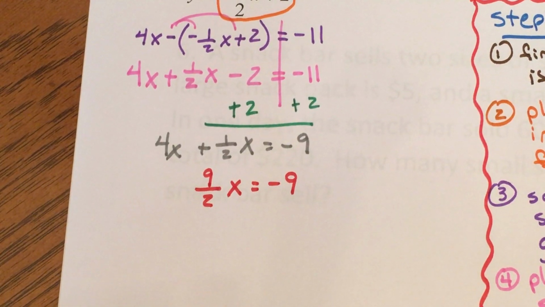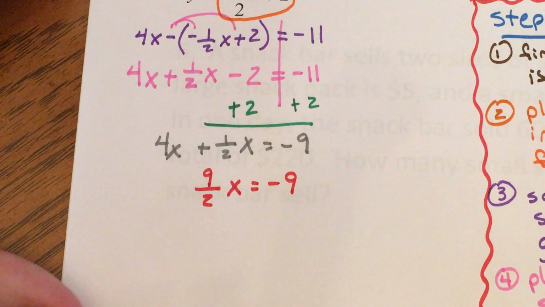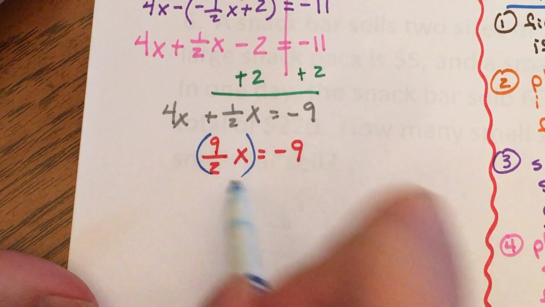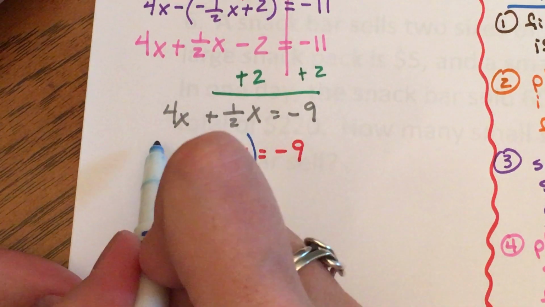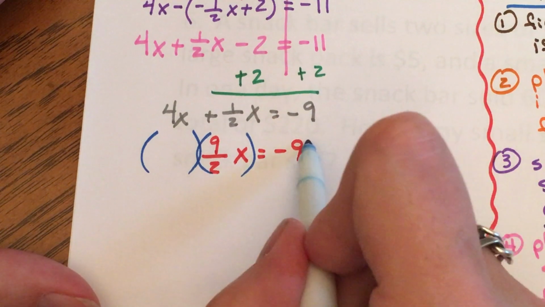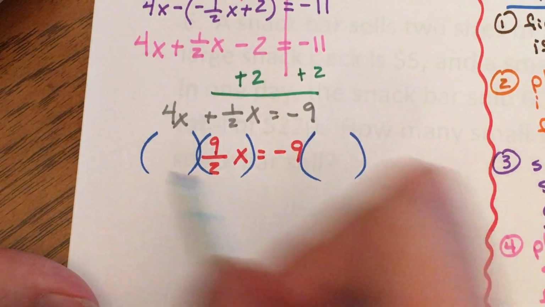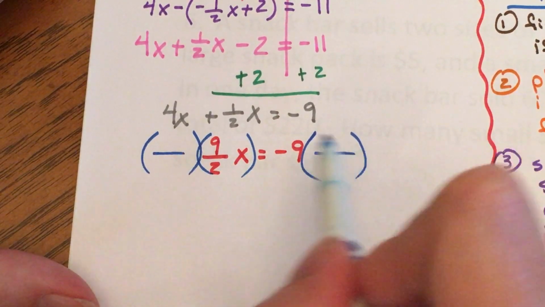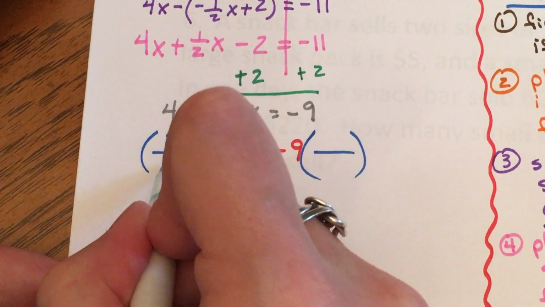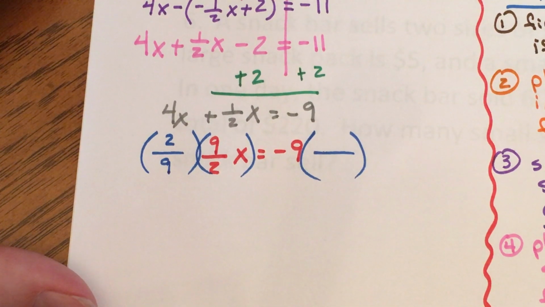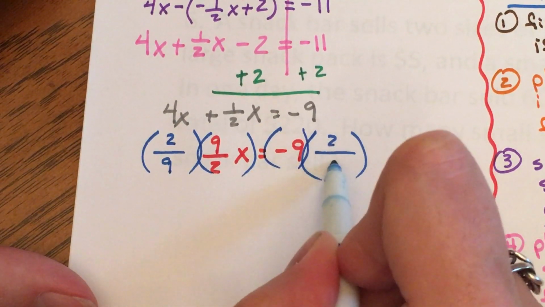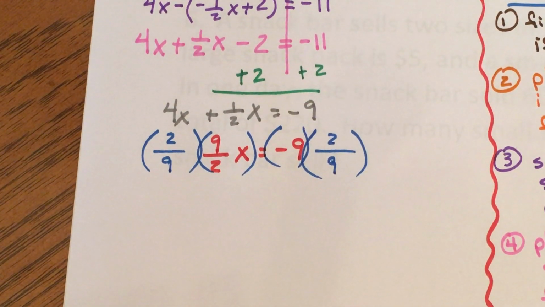So here, we're going to multiply by the reciprocal of 9/2 to get rid of it. Remember that word, reciprocal? What does reciprocal mean? Flip it over. That's right. So 9/2 flipped over is 2/9. And what we do on one side, we do to the other. 2/9.